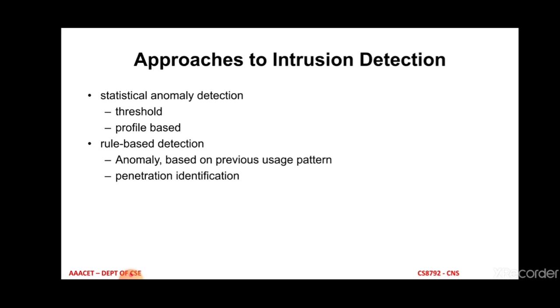So what are the approaches used in intrusion detection systems? There are two approaches. The first approach is statistical anomaly detection. The second one is rule-based detection. In the statistical method, they have to set some threshold value and use a profile-based method. For the rule-based method, they use an anomaly method. Anomaly means using some previous common usage pattern, and penetration identification is used in rule-based detection. So these are the two approaches followed in intrusion detection methods for an attacker.